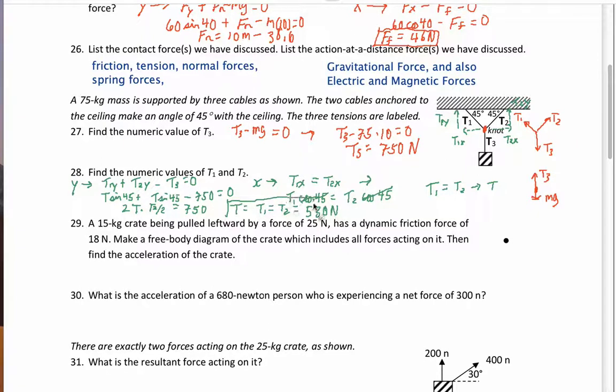So that should be our answer. And let me just double check that one more time. Yep, so that times 750 divided by 2. Yep, 530 newtons is what I'm getting.